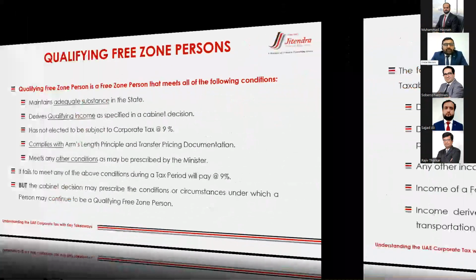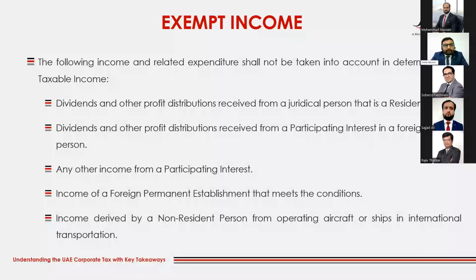Now moving to our next slide. Our next topic is exempt income. So there is certain income which will not be considered for calculating the taxable income for corporate tax purposes, and accordingly the expenditure incurred to earn that exempt income will also not be considered, it will be disallowed.